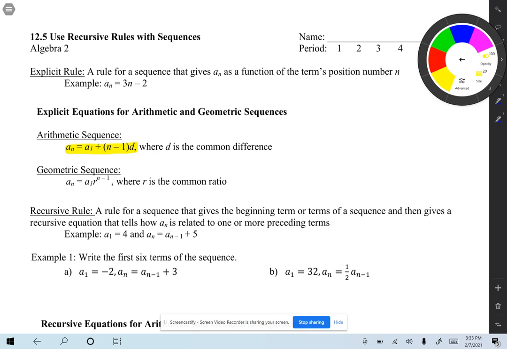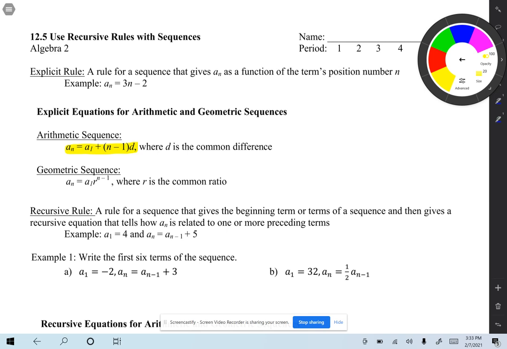So, an explicit rule is a rule for a sequence that gives the nth term as a function of the term's position number. So, for example, if you see where I wrote the definition for explicit rule, the nth term is equal to 3 times n minus 2, where n represents the position number, whether it's 2 or 4. Like if I asked you to find the 7th term, it'd be 3 times 7 minus 2. If I asked you to find the 50th term, it'd be 3 times 50 minus 2. That's what it means by as a function of the term's position number n.